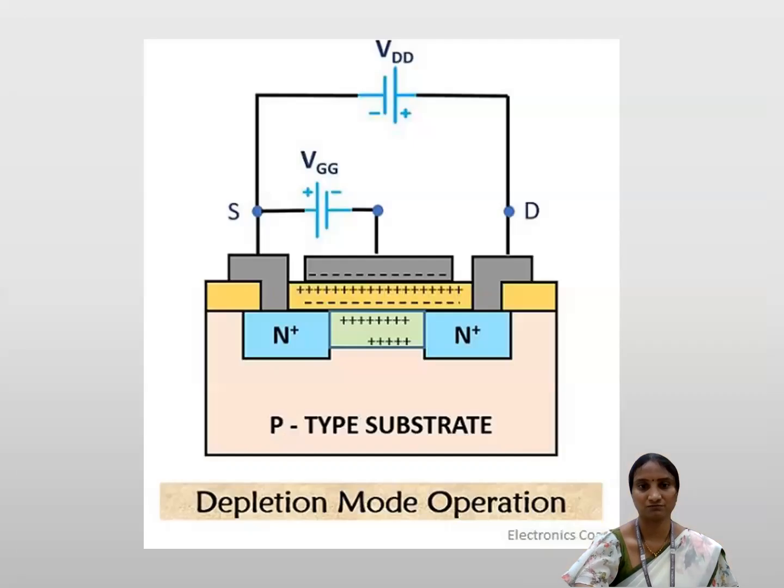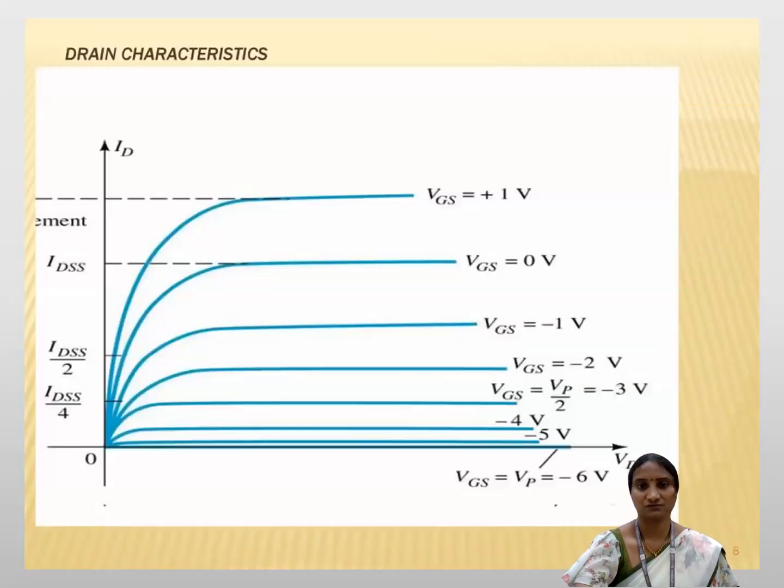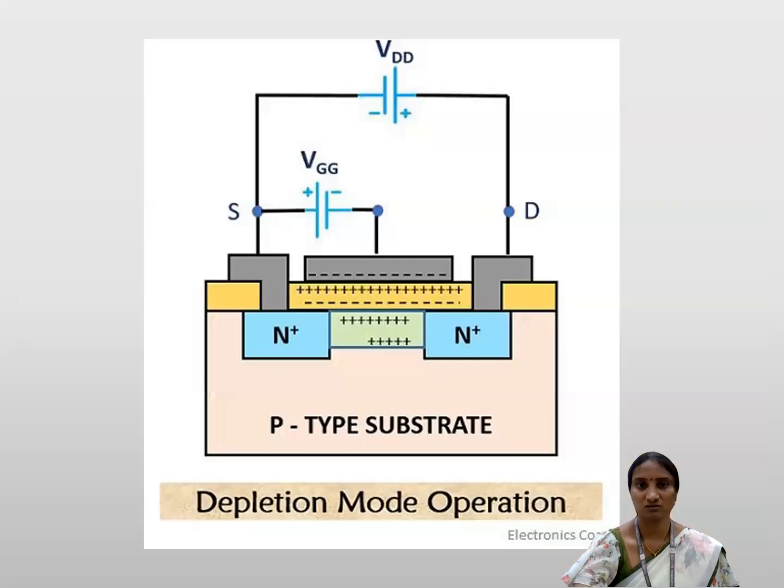That can be observed in the characteristic curves. You just observe here. When VGS is given with a negative voltage, the curves are lower. If you go with more positive values of VGS, the curves are becoming higher and higher. And you can also observe this mode of operation, the depletion mode of operation.